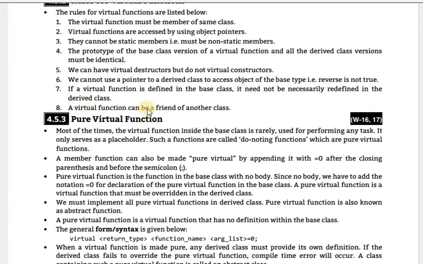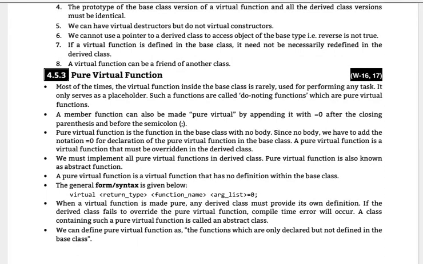A virtual function can be a friend of another class. Now these are the 8 rules for virtual functions. Again, next we will see the pure virtual function. Most of the time the virtual function inside the base class is rarely used for performing any task. It only serves as a placeholder. Such functions are called do-nothing functions, which are pure virtual functions.